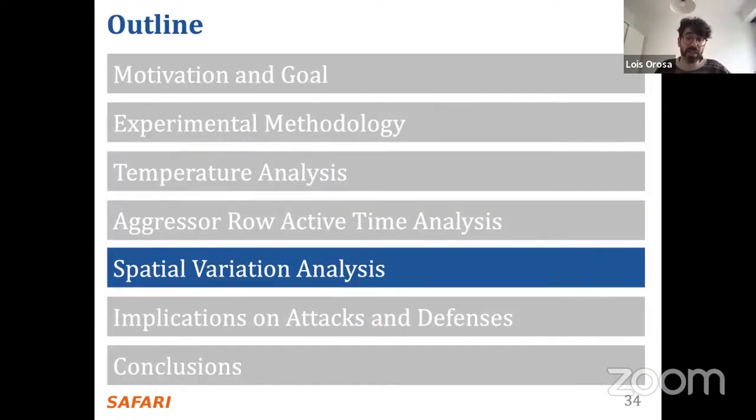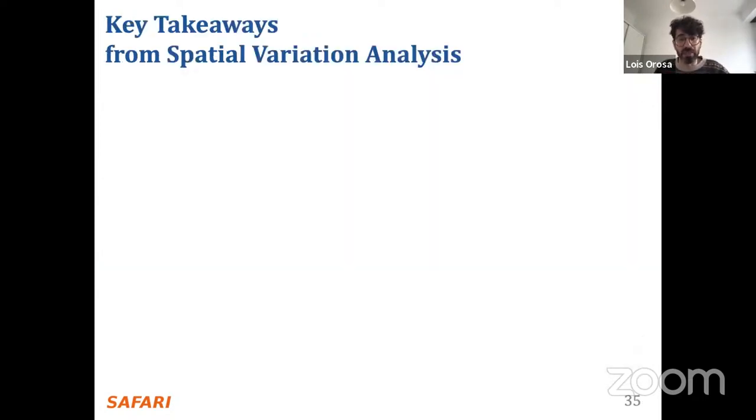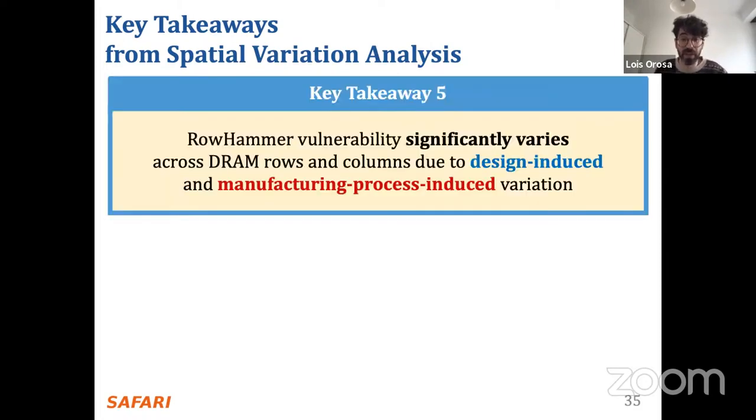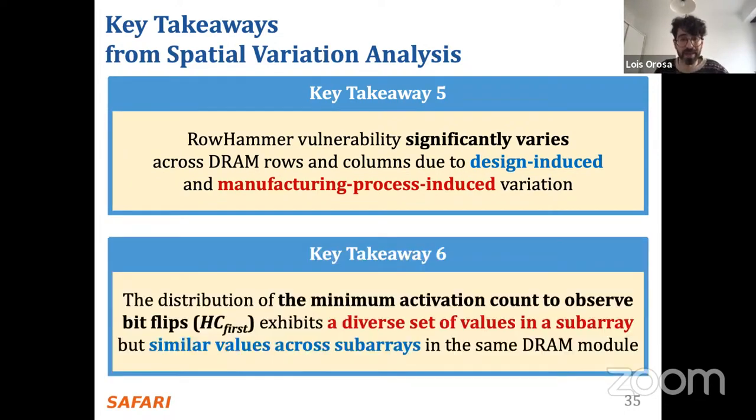Our third analysis is about spatial variation. In this analysis, we investigate how the RowHammer vulnerability varies based on a victim DRAM cell's physical location. We have two key takeaways from this analysis. First, the RowHammer vulnerability significantly varies across DRAM rows and columns due to both design-induced and manufacturing process-induced variation. Second, the distribution of HCfirsts exhibits a diverse set of values within a subarray, but similar values across subarrays within a DRAM module.